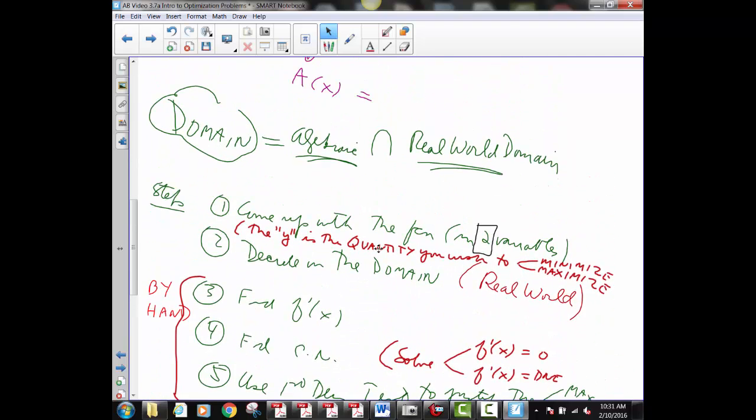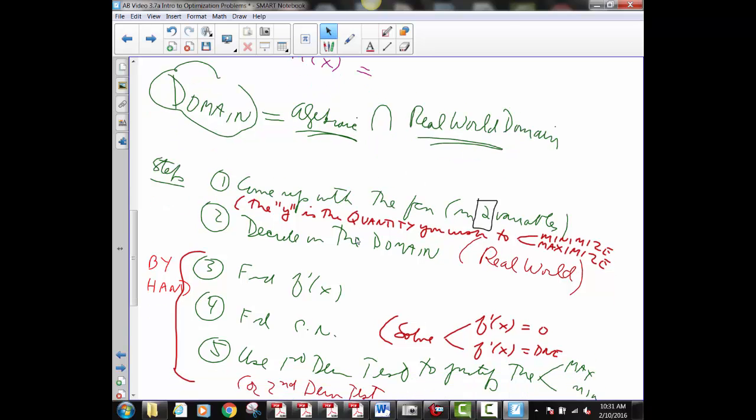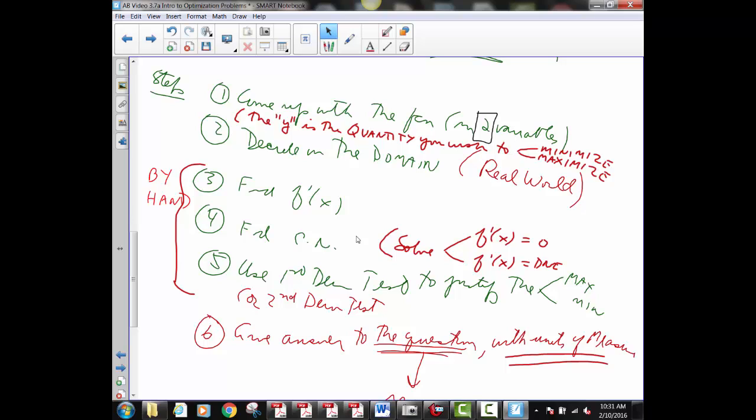So basically, this is what you're going to do. You're going to come up with the function in two variables, and remember your y quantity, whatever's on the left side of your function, is going to be the quantity you want to minimize or maximize. Decide on the domain, which is an intersection of the algebraic and real-world domain. Now, on the AP, they're going to give you this kind of a question. They're going to expect you to do all of this work by hand. In other words, you're looking for a relative max or a relative min. So you're going to find the first derivative, find the critical numbers, and use the first or second derivative test to establish what the maximum and minimum points are.